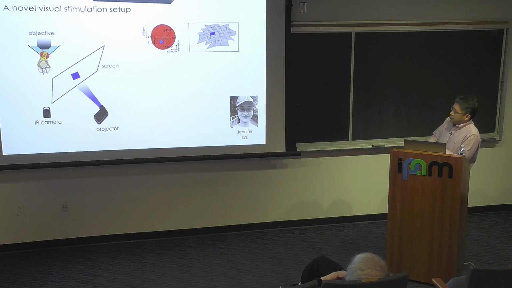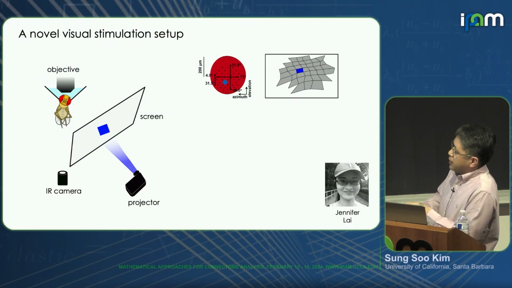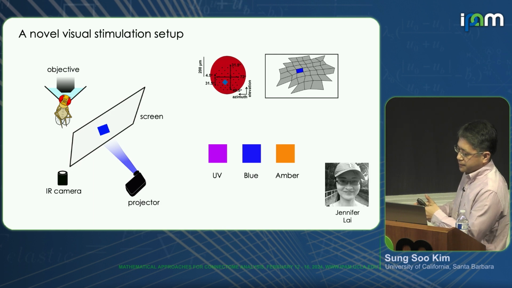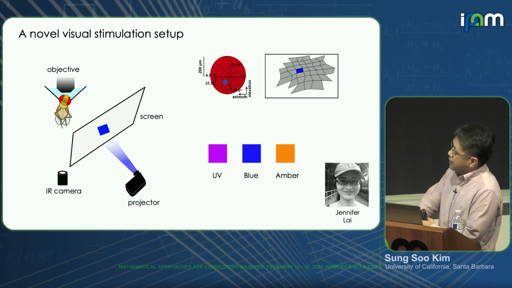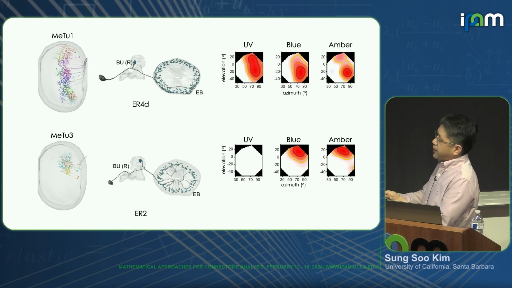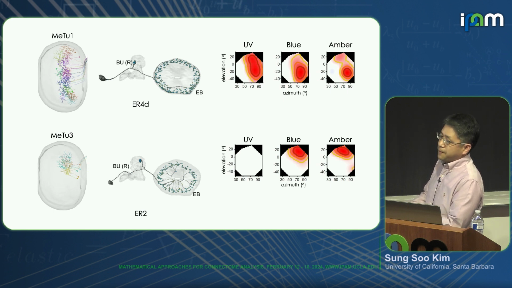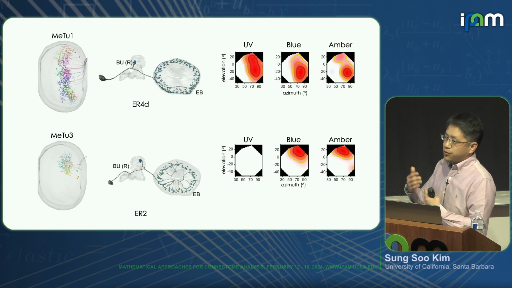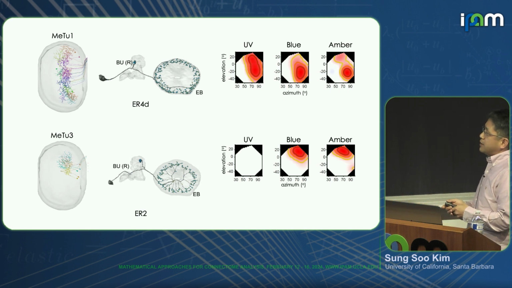So this projector was originally only projecting blue light, but now we are using UV and blue and amber stimuli. And as predicted, when you characterize the response pattern of these neurons, you can see that ER2 neurons are totally inhibited by UV stimulus. Whereas, to our surprise, ER4D neurons are agnostic to the wavelengths. It is responsive to UV, blue, and amber light.